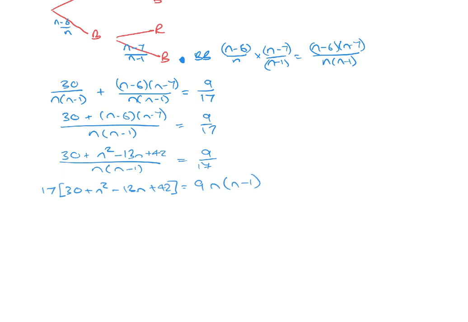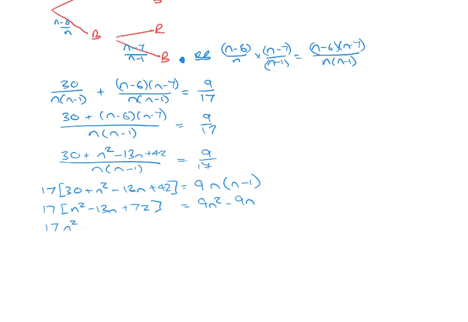Let's tidy up the left-hand side a little bit. I've got 17 multiplied by, inside the bracket, n squared minus 13n. 30 plus 42 is plus 72. And that equals 9n squared minus 9n. I might as well expand that while I'm going. Left-hand side now, let's get rid of that 17 by multiplying it through.